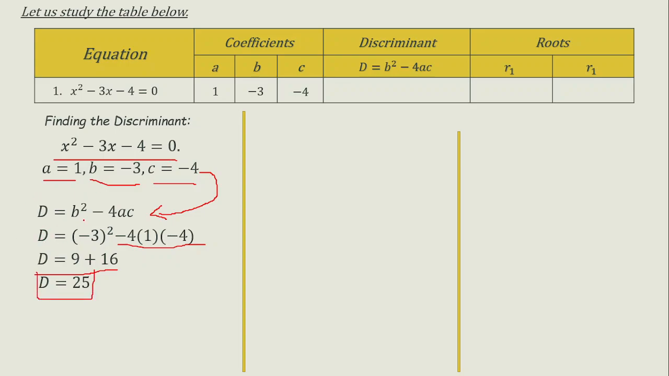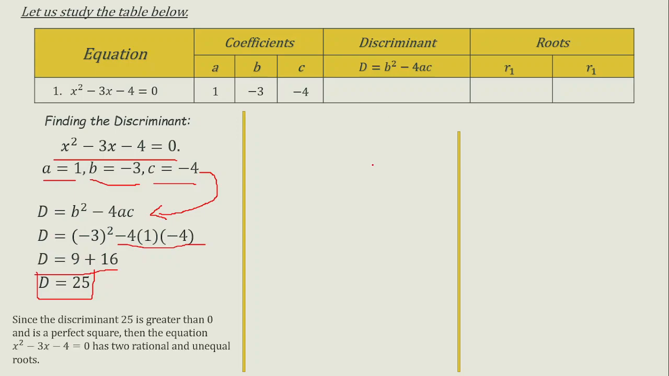So after finding the discriminant, let's write it here in the table. So the discriminant is equal to 25. Also, we can make a conclusion here under the discriminant. Since the discriminant 25 is greater than 0 and is a perfect square, then the equation x squared minus 3x minus 4 is equal to 0 has two rational and unequal roots.